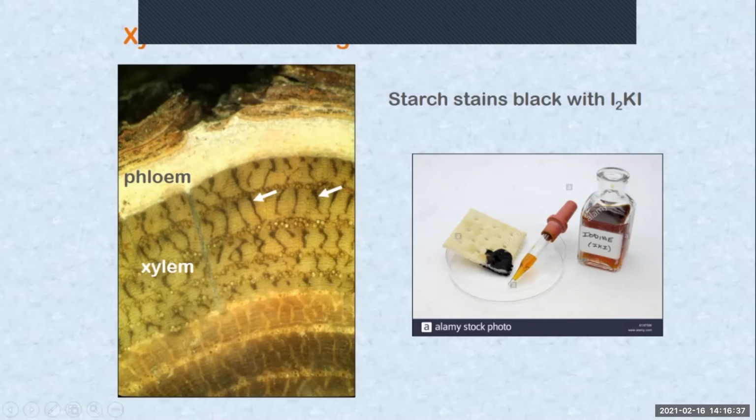Here's your phloem. Phloem will transport sugar, but the sugar gets converted to starch and it is stored. Starch is the storage material for those carbohydrates. So there's no storage occurring in the phloem, it's occurring in the xylem. Okay.